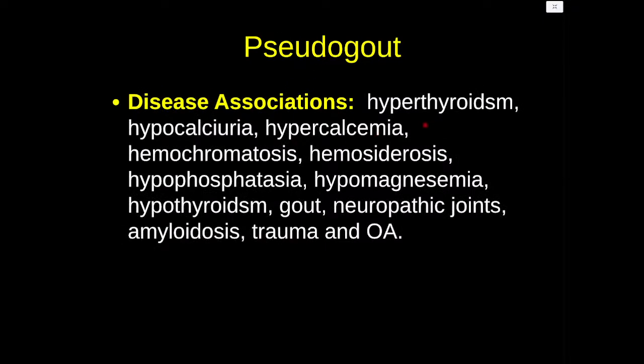What are the disease associations of this crystal arthropathy? You always have to have in mind all these diseases, and this is called disease associations: hyperthyroidism, hypocalciuria, hypercalcemia, hemochromatosis, hemosiderosis, hypophosphatasia, and so on. You see here hypothyroidism, neuropathic joints, amyloidosis, trauma, and so on.